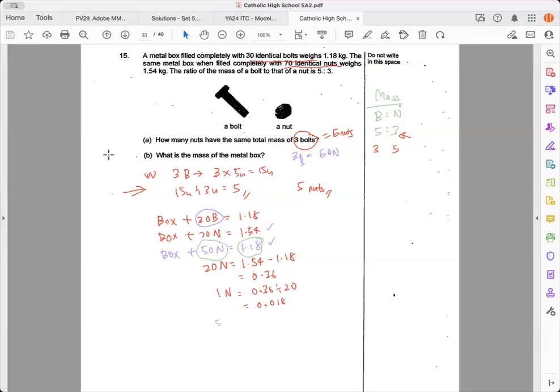So the mass of 50 nuts will be 50 times 0.018, which I get 0.9. Now the box will be 1.18 minus 0.9. The answer will be 0.28 kilograms. All right, so that's the answer for question 15. Any question? Okay, let's continue with question number 16.